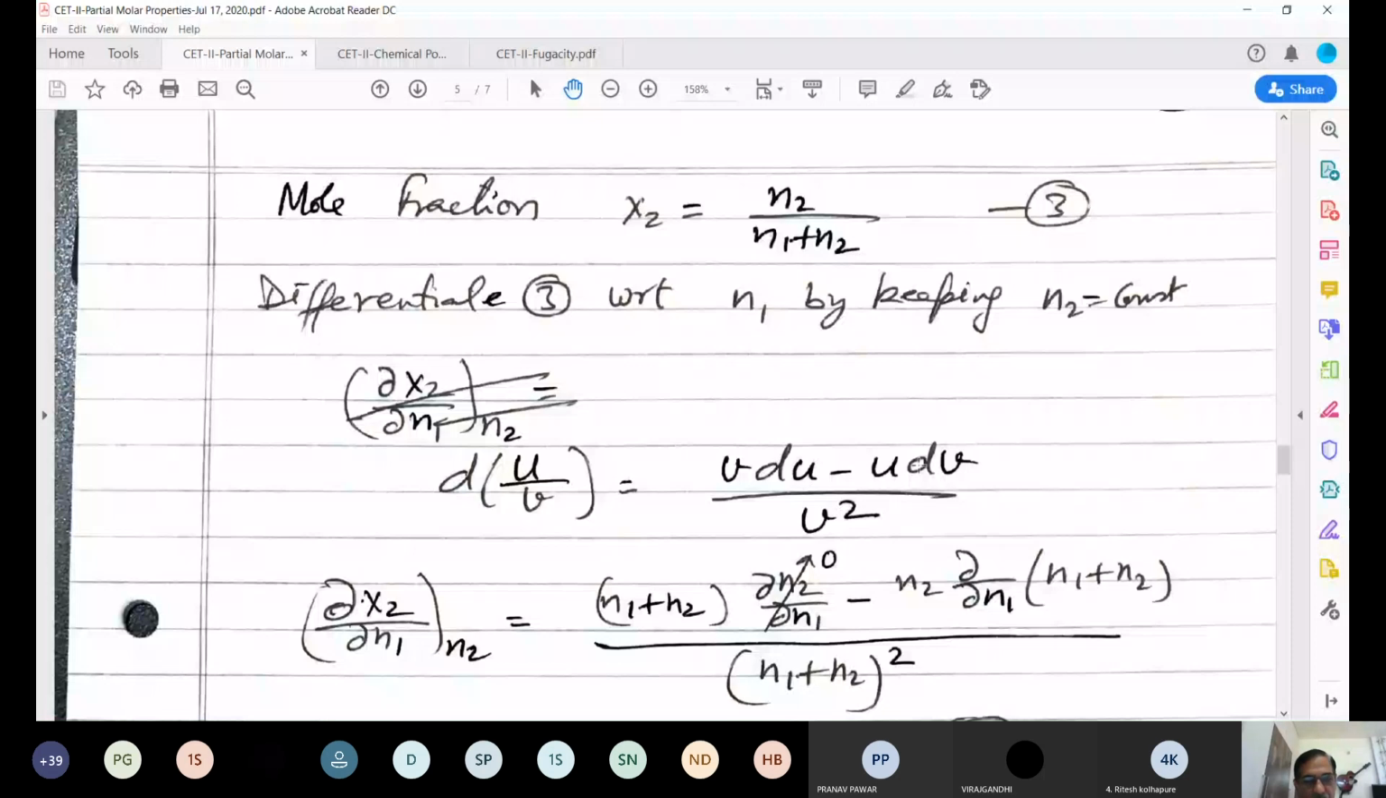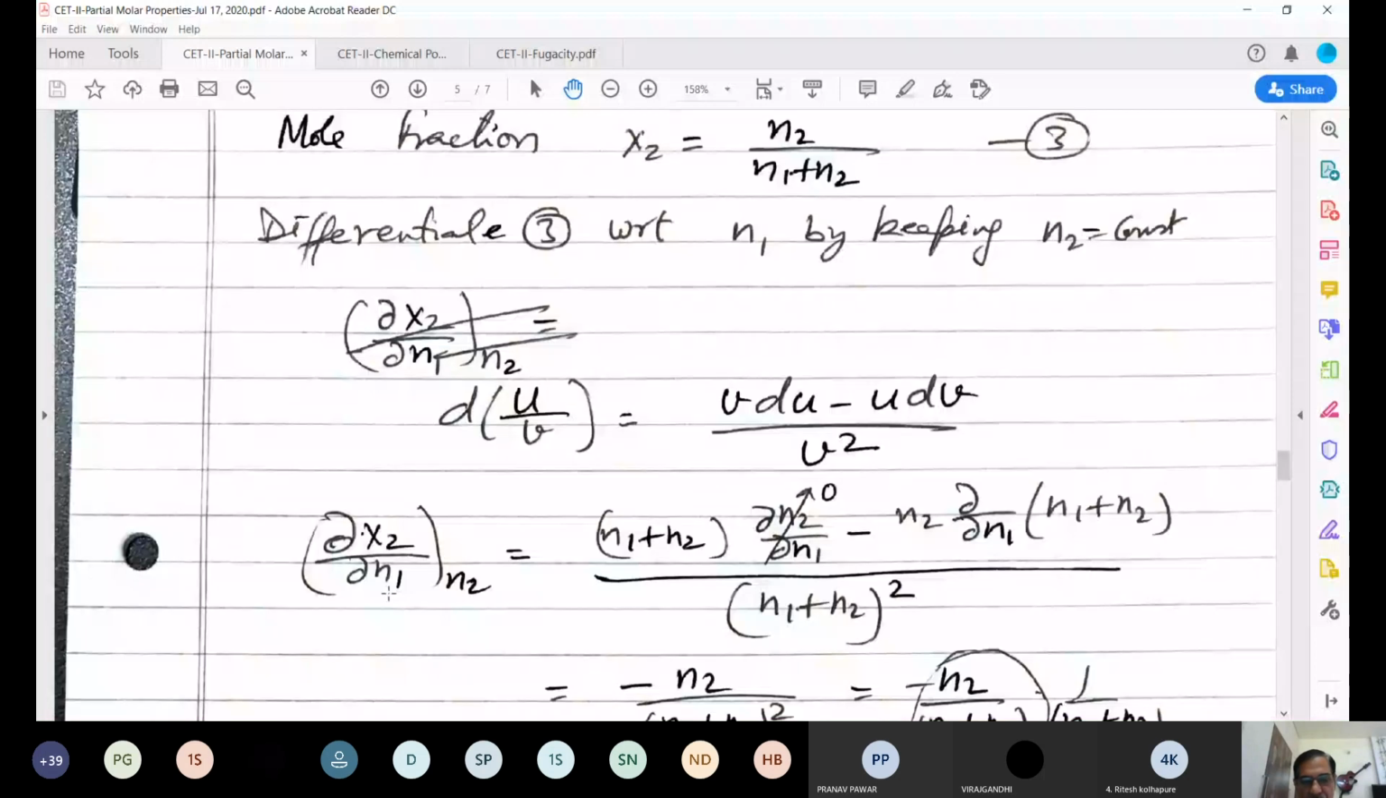So if you take dou X2 by dou N1, keeping N2 constant, what you get is the denominator N1 plus N2 into the derivative of the numerator, dou N2 by dou N1. But by keeping N2 constant, that is going to be 0. Minus numerator N2 into the derivative of the denominator, dou by dou N1 of N1 plus N2, divided by denominator squared. Is this okay? Is it clear? Yes, sir.